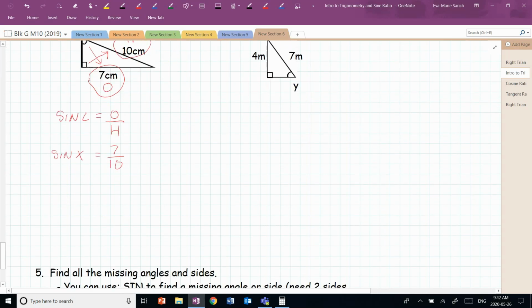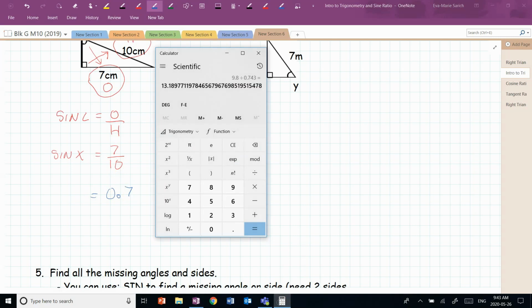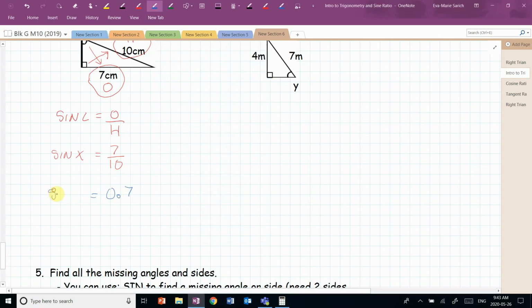Okay, so now for this, you're simply going to divide. Take your calculator, 7 divided by 10, and we get a number. We get 0.7, right? I know that one off by heart. You may not, but again, here I'll bring the calculator up. 7 divided by 10 equals 0.7. So now we have the sine of x is equal to 0.7.